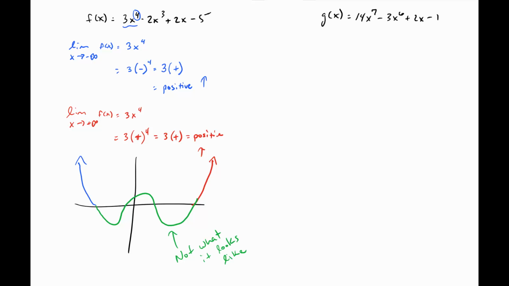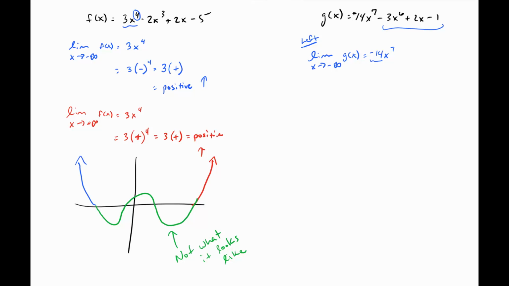Now for the other example here, I'm actually going to change it ever so slightly, and I'll put a negative out in front. So first off, let's figure out our left behavior. And that would of course be the limit as x approaches negative infinity, going to the left, of g of x. And we know that that is going to equal negative 14x to the 7th. Again, none of these powers here are going to matter as x gets really negative. Well, the only part about this that really matters is that it's negative.